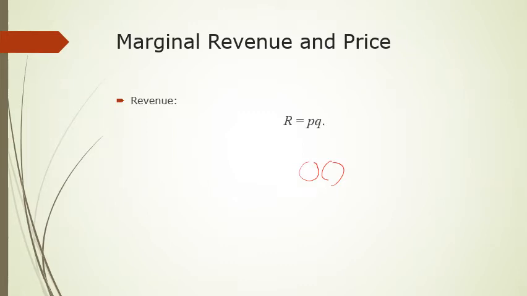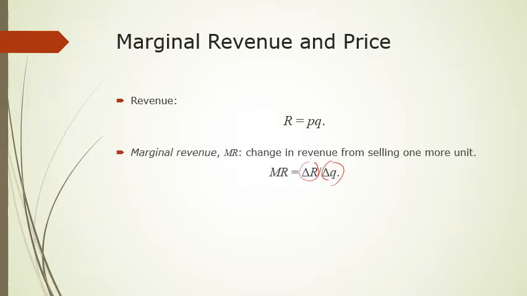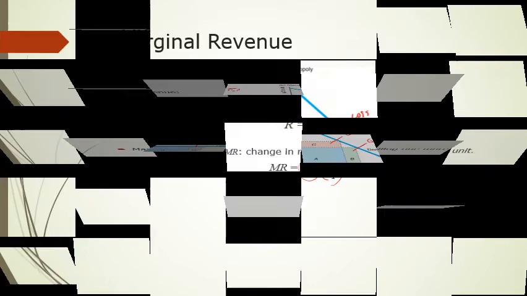Let's begin by talking about what revenue is. Revenue is price times quantity. We want to see how marginal revenue and price are related. Remember, in perfect competition, they are equal to each other, but not so in monopoly. Marginal revenue is always going to be less than the price. Marginal revenue is the change in revenue from selling one more unit. So if we have a revenue function, we take the derivative with respect to Q, and we get the partial derivative of R with respect to Q, or change in R divided by change in Q.